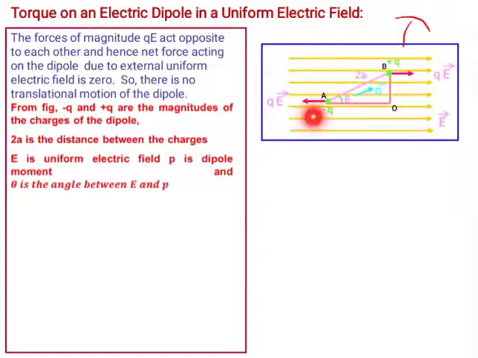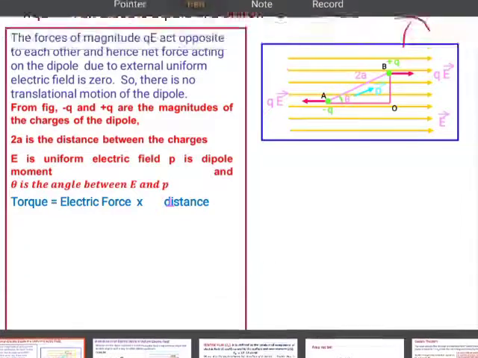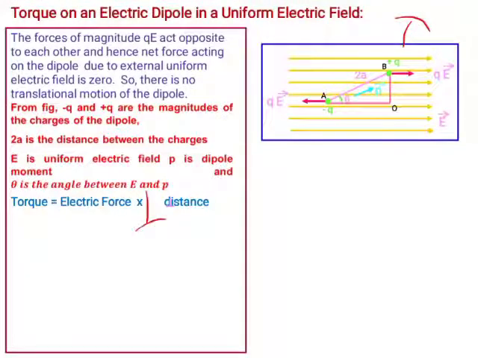From this figure, minus q and plus q are the magnitudes of the charges of the dipole. 2a is the distance between the charges. E is the uniform electric field and P is the dipole moment. Theta is the angle between the electric field E and the dipole moment. Then what is the formula for the torque? Torque is equal to electric force into perpendicular distance, the couple of force into perpendicular distance.